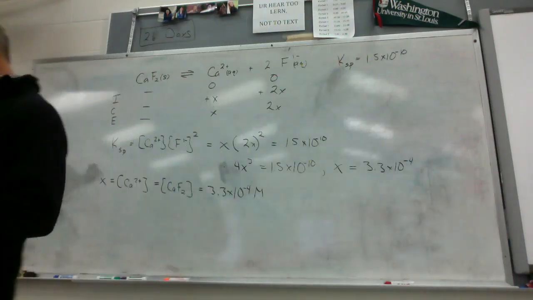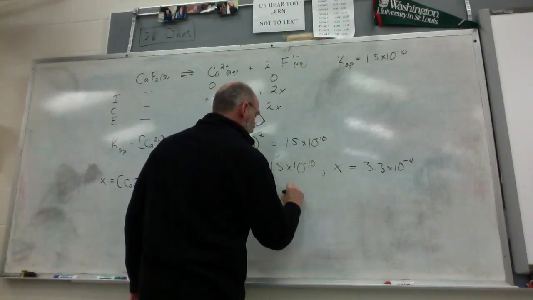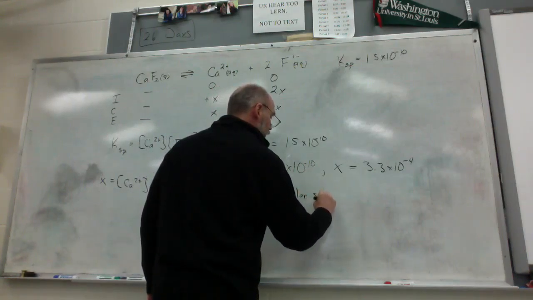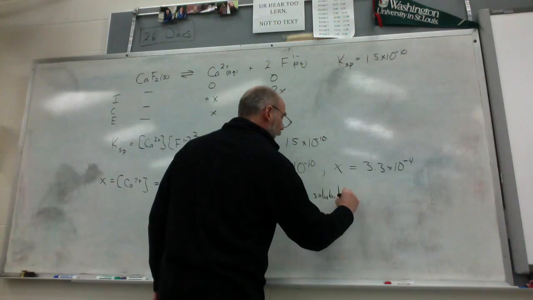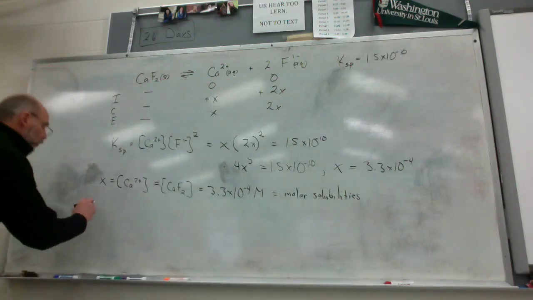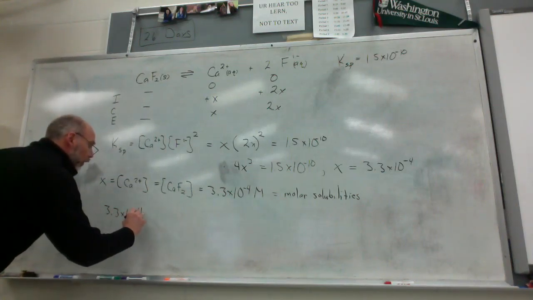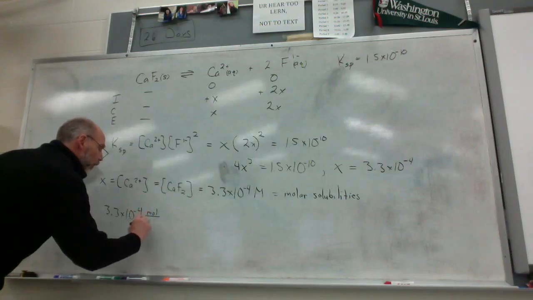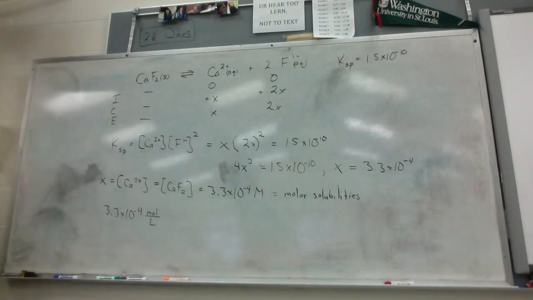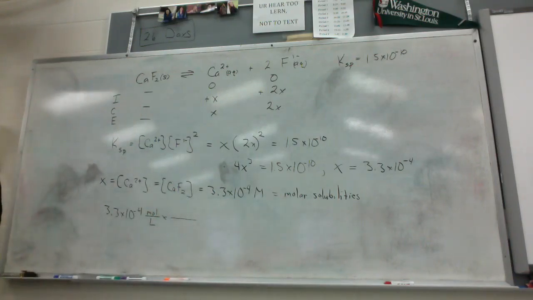Now let's go ahead, and there's the molar solubility. Let's go ahead and find the solubility in terms of grams per 100 milliliters of water. So we're going to take our 3.3 times 10 to the negative 4th moles per liter of the calcium fluoride. We're going to have to convert our moles to grams. Does anyone remember?